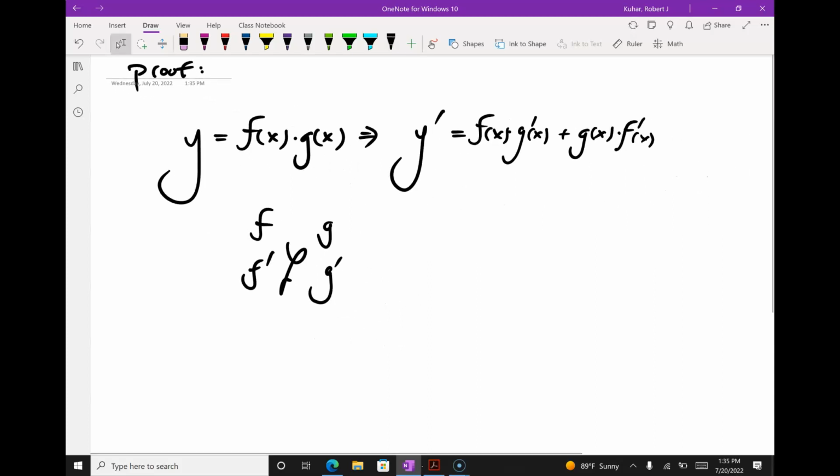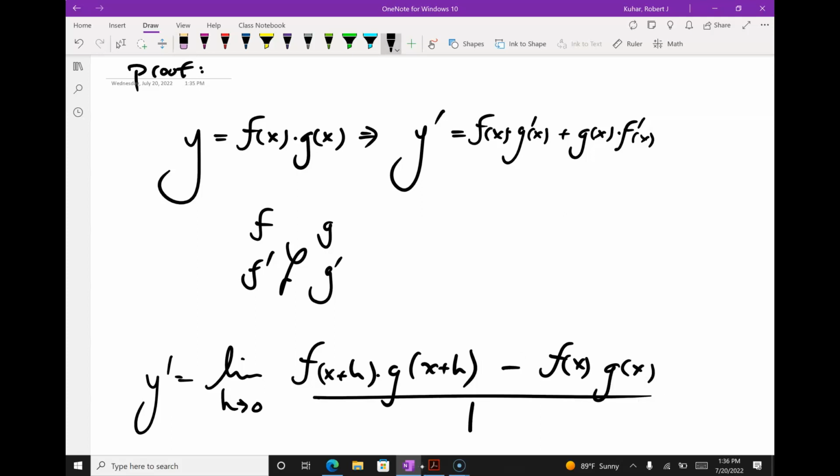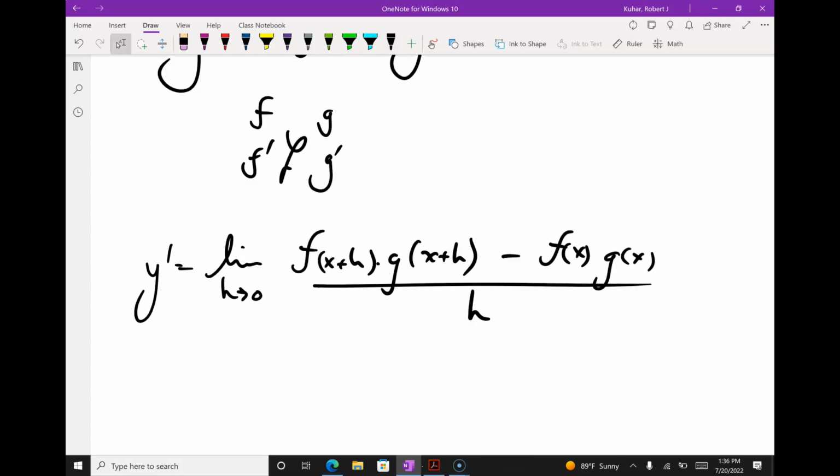Well, guess what? I need a limit as what? As h goes to 0 of f of x plus h times g of x plus h minus f of x times g of x, right? All over h. Yuck. So the trick here is to add nothing. We multiply by 1, that does us nothing. If we add 0, we do nothing as well.